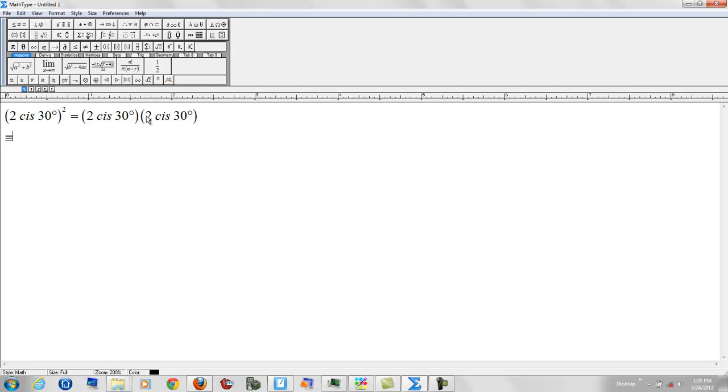2 times 2. We've done this in a previous lesson where we multiplied two complex polar numbers together. We multiply the coefficients, so we get 4 cis, and then we add the angles together. 30 degrees plus 30 degrees is 60 degrees.